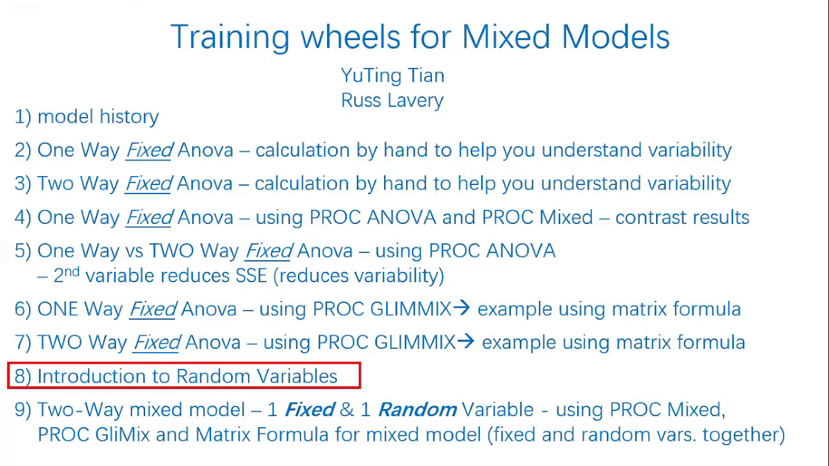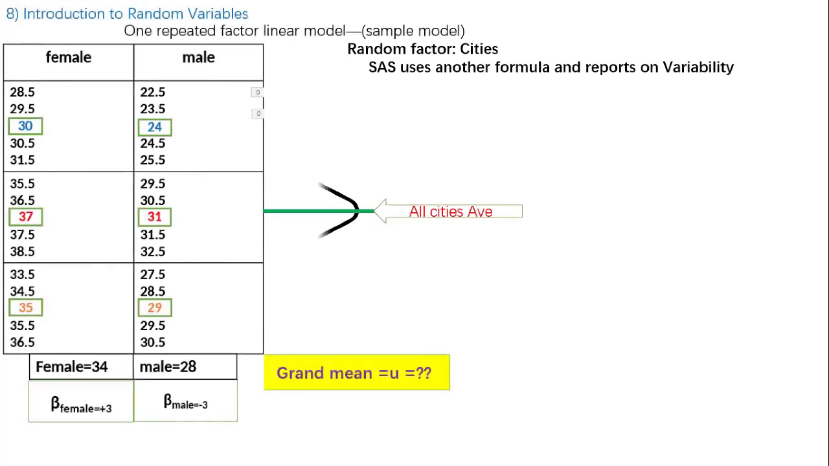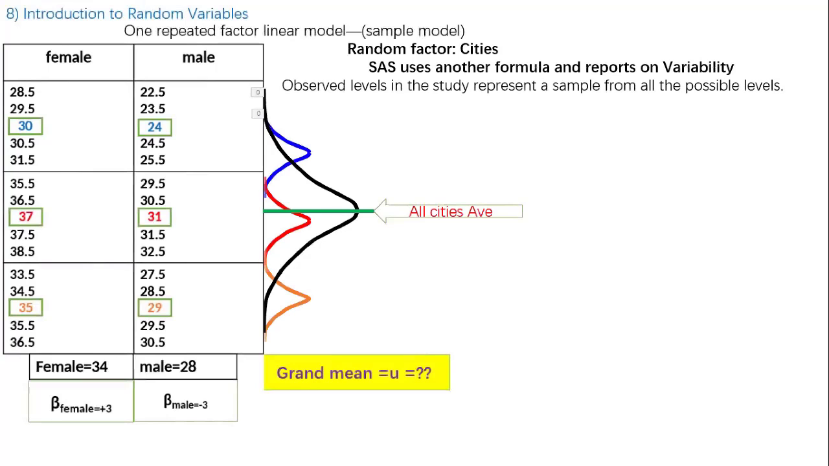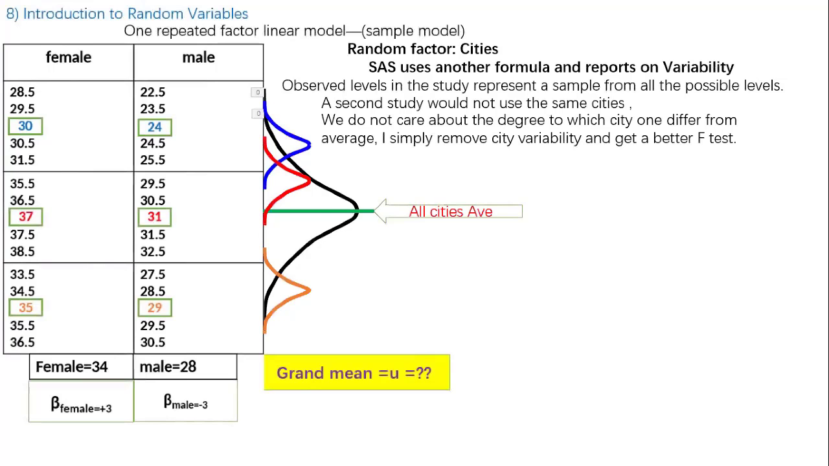Let's go to the eighth section, introduction to random variables. This is our sample model, a one repeated factor linear model. This is a table. The random factor is cities, thus it uses another formula and reports on variability. Observed levels in the study represent a sample from all the possible levels. A second study will not use the same cities. We don't care about the degree to which city one differs from average. We simply remove city variability and get a better F-test.